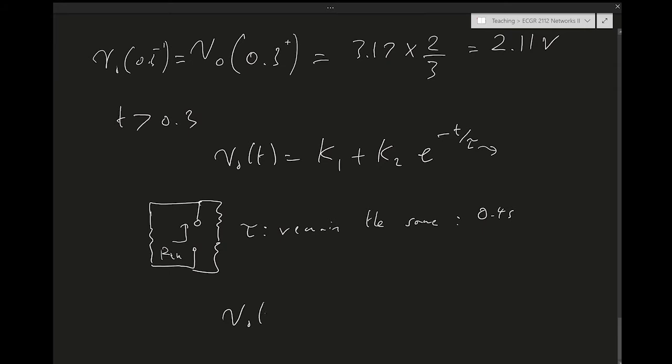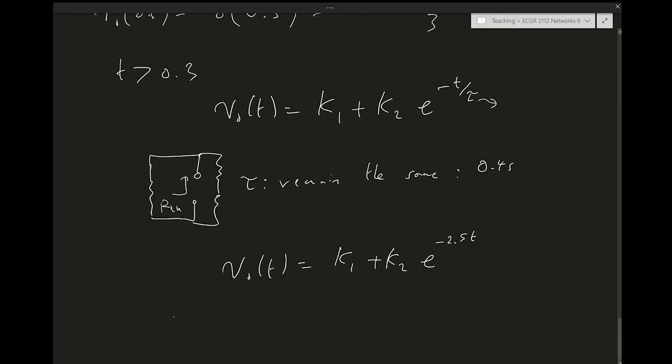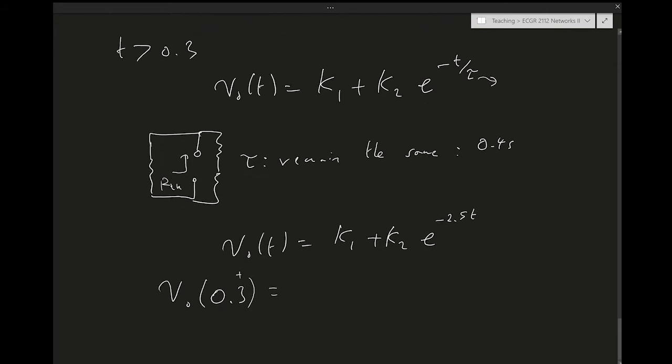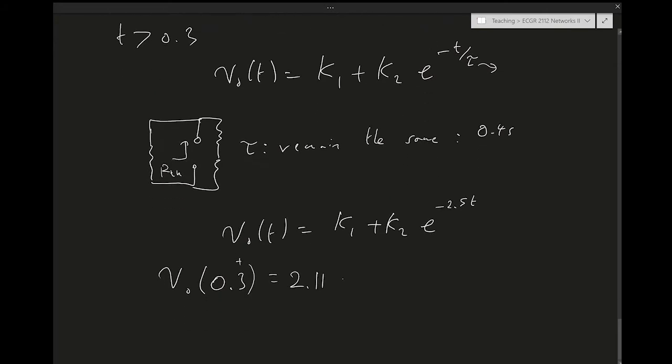So VOT is going to be K1 plus K2 e to the minus 2.5t, right? Now we want to find K1 and K2, right? VC at 0.3 plus, we said we already found it, right? We found it to be 2.11 volts, but that equals K1 plus K2.